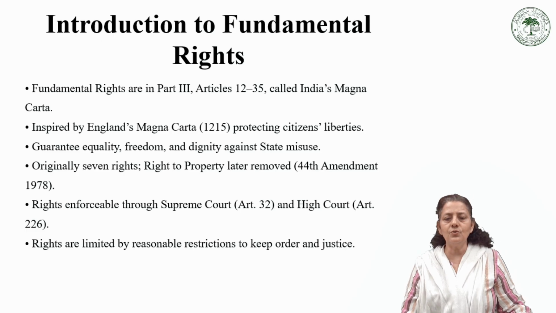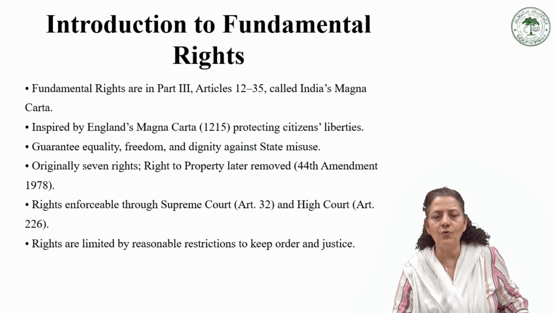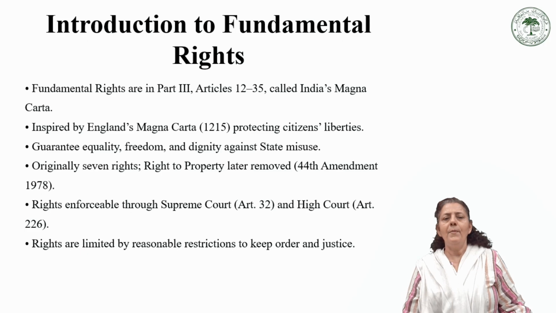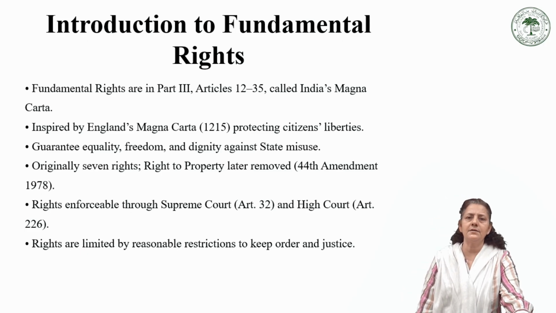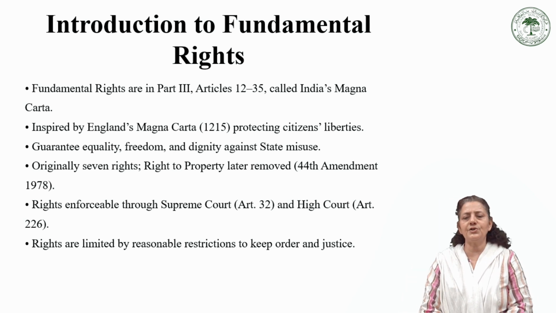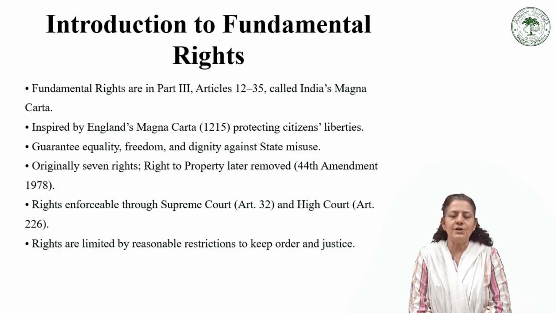The Constitution originally included seven fundamental rights, but the right to property was later removed by the 44th Amendment Act of 1978, making it a legal right under Article 300A in Part 12. The remaining six rights protect citizens in various aspects of life, such as equality before law, freedom of speech, protection from exploitation, religious liberty, and access to education.